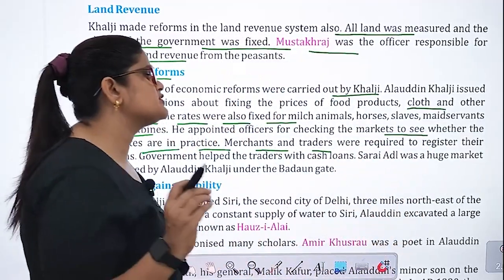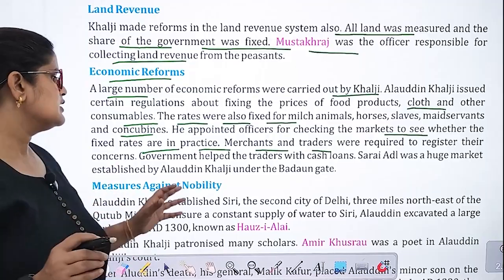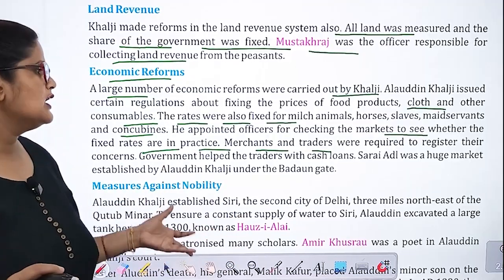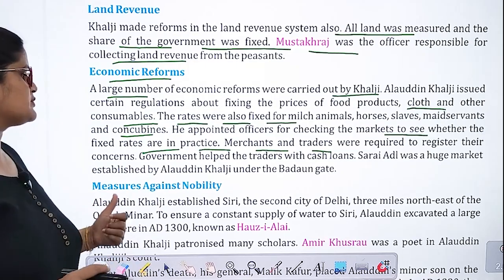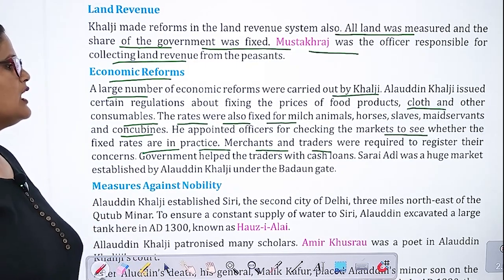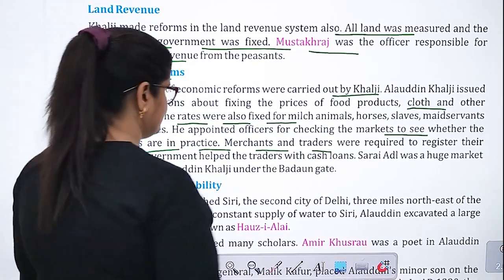So merchants and traders were required to register their concern. Government helped the traders with cash loans. Sarai Adil was a huge market established by Alauddin Khalji under the Badayun gates.